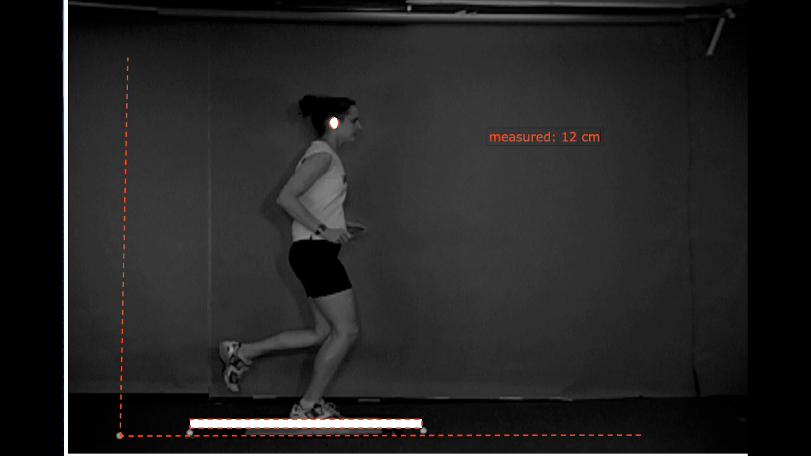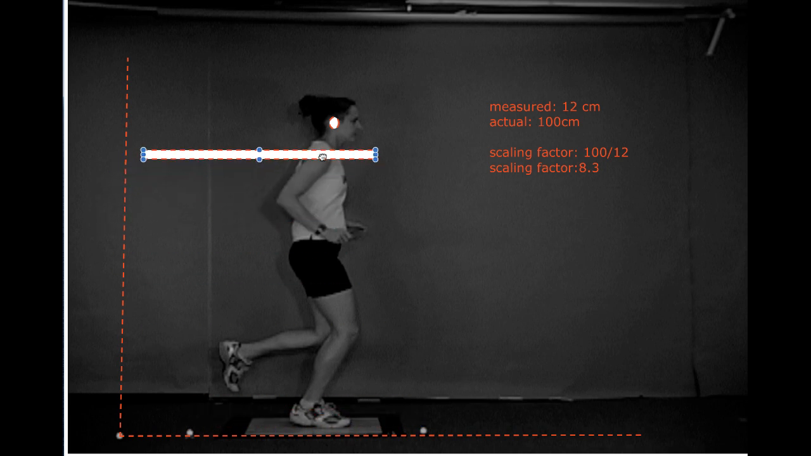The actual distance in real life was 1 meter or 100 centimeters. So to come up with my scaling factor, I can take 100 and divide it by 12. It's 100 centimeters divided by 12 centimeters, which cancels out the units. So my scaling factor actually does not have units. It's 8.3 in this case. That means whatever distance I measure on my screen, I just have to multiply it by 8.3 to know the distance in real life, not just on the image.